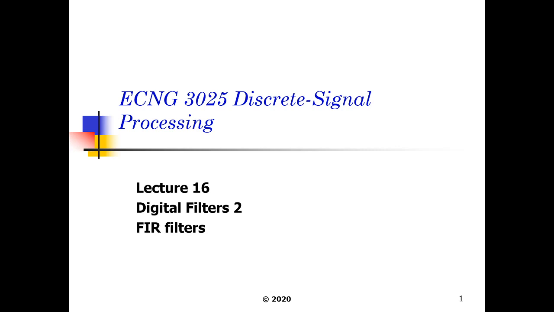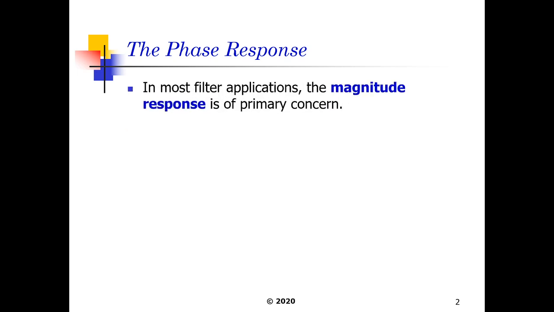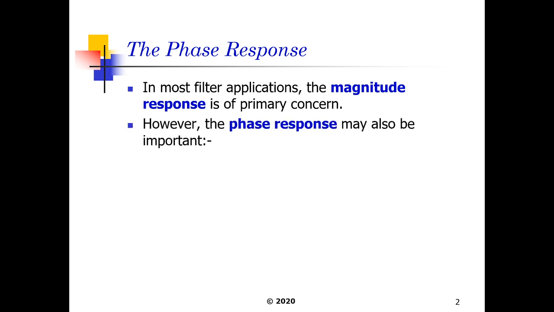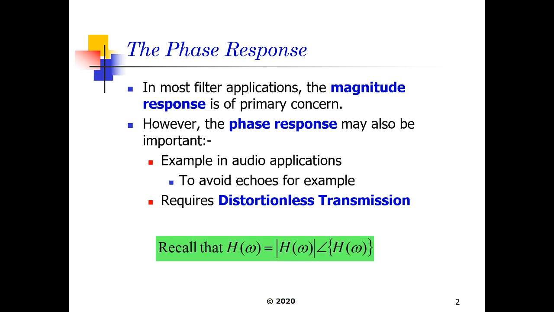Hi, and today's lecture is going to be on the second part of FIR filters with respect to how we do the digital filter design. So, in most filter applications, we really care only about the magnitude response, but in some cases, the phase response actually is going to be important. In particular cases like audio, to avoid echoes, and for anything that requires distortionless transmission. Now, if you recall, if we separated a frequency signal, H(omega), we would have obtained its magnitude component here, given by the modulus, and its phase component here, given by the angle.